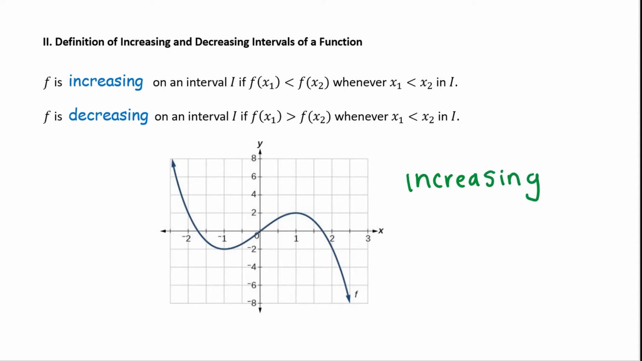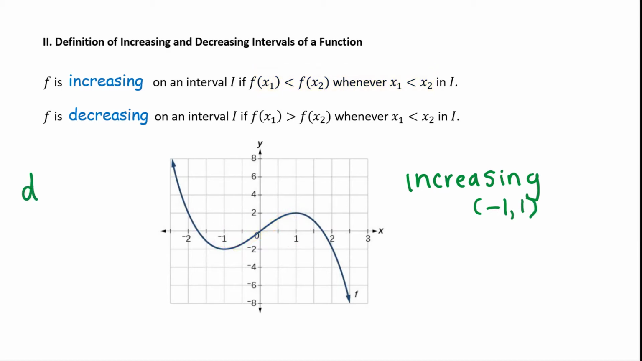In this graph, f of x sub 1 is less than f of x sub 2 whenever x sub 1 is less than x sub 2 between x equals -1 and x equals 1. The interval where the function is increasing is open parentheses -1, comma 1, close parentheses.